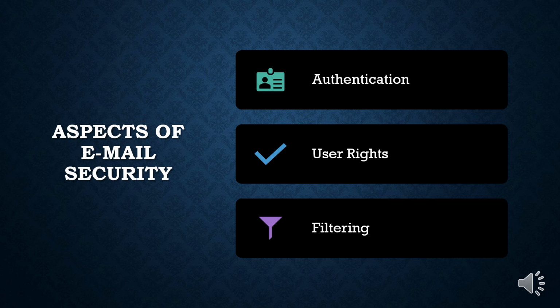Introduction. There are three aspects to email security: authentication, user rights, and filtering. Authentication is the process of allowing only the authorized person access to the account. User rights control what they can do after they are authenticated. Filtering is the process of identifying and blocking messages with undesirable content, such as malware, phishing, and spam.